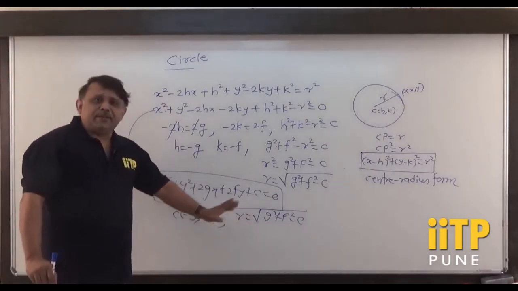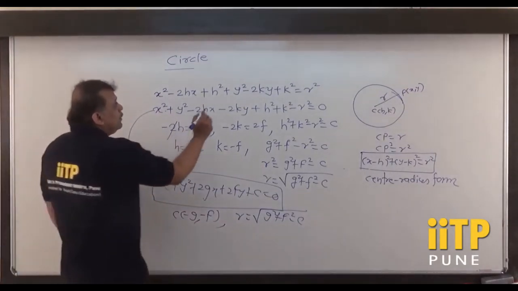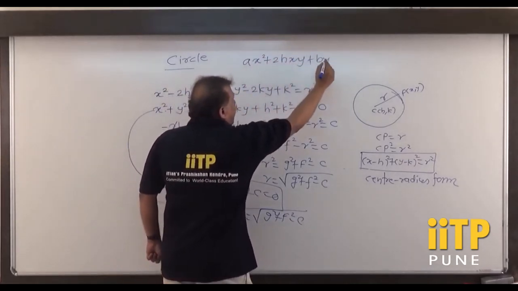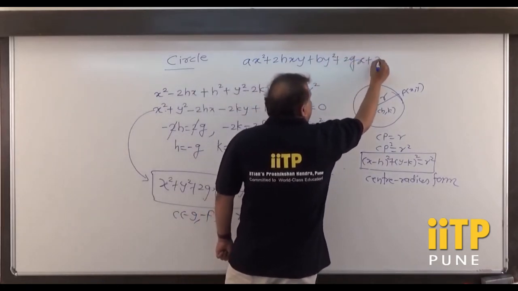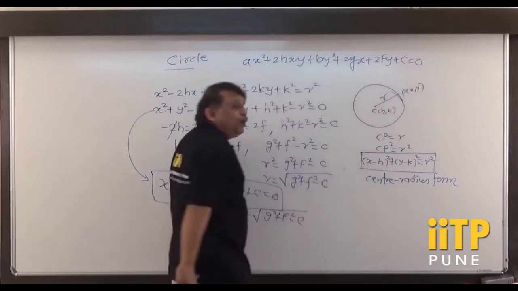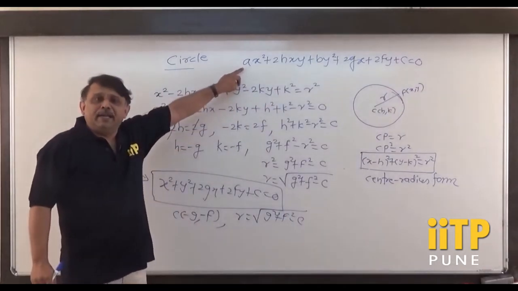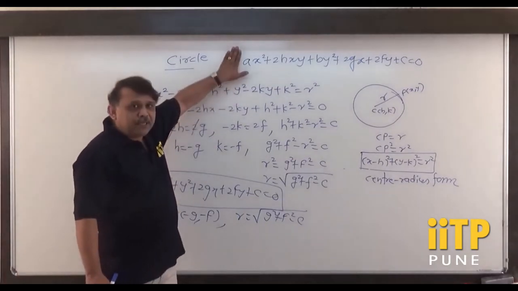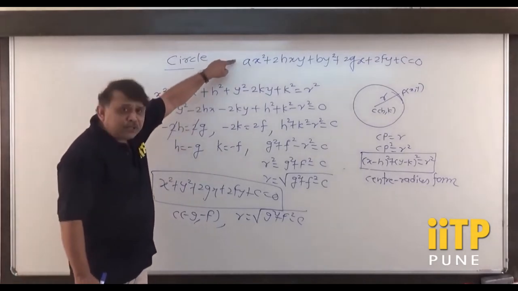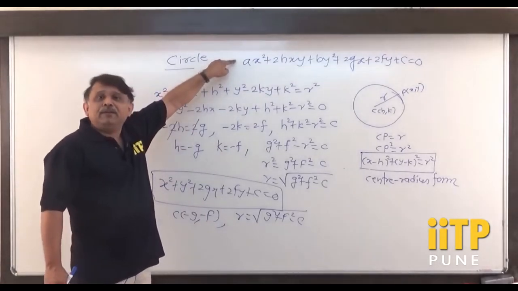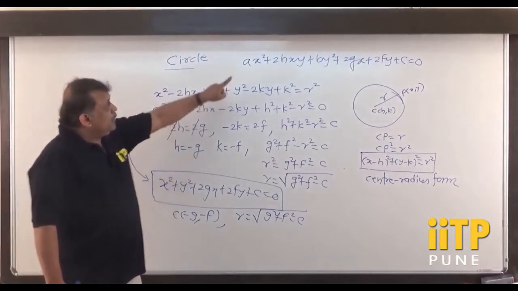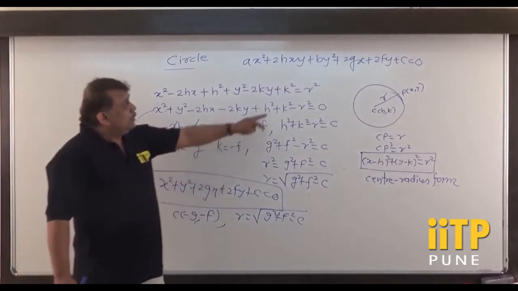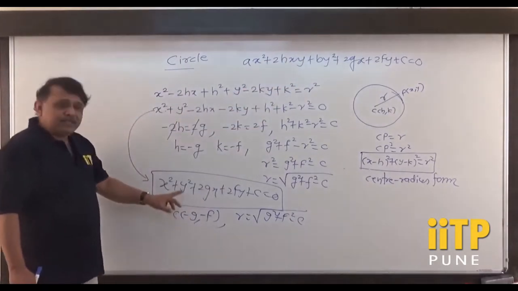This is a general second degree equation in x and y. It is of the form ax square plus 2hxy plus by square plus 2gx plus 2fy plus c equal to 0. We know that this is called a general second degree equation in x and y. Now, if you compare the equation of circle with this equation, this equation will represent a circle provided the following three conditions are satisfied. Here, A and B are 1 and 1, the same. The XY term is present here, and the XY term is absent over here.